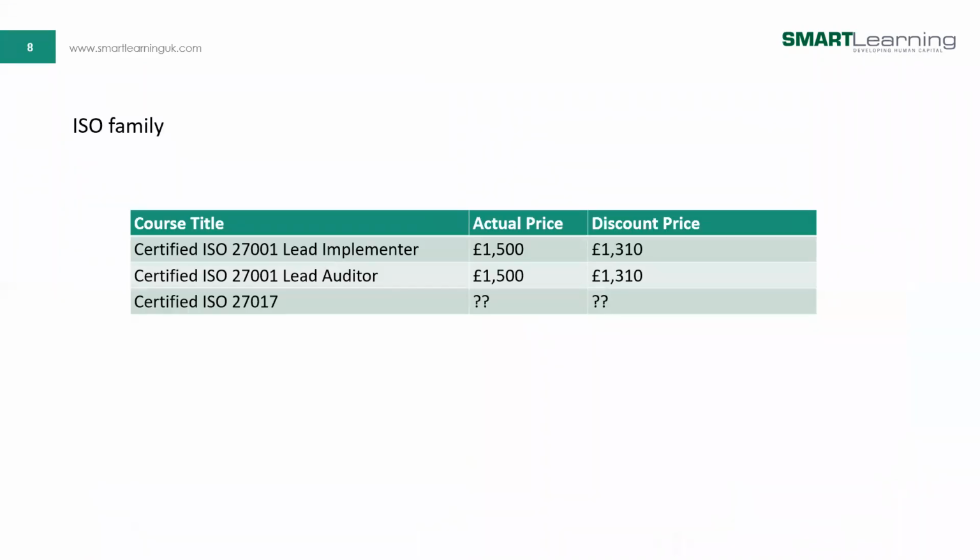Then this is the ISO family, which is different. I don't know if Roy is here. If you want to do the 27001 Lead Implementer, the actual price is 1,500, and the discount price is 1,310. The same applies to Lead Auditor. If you want to combine both, we might be able to work out a discount for you. I don't know what that is, but I will check with Roy. For the certified ISO 27017, I'm waiting for Roy to provide the cost implication. So this is what we have for the ISO family.